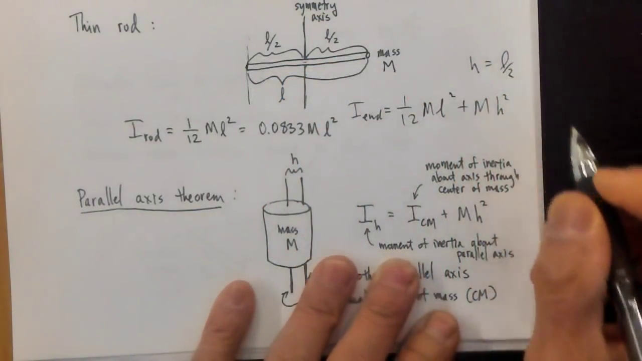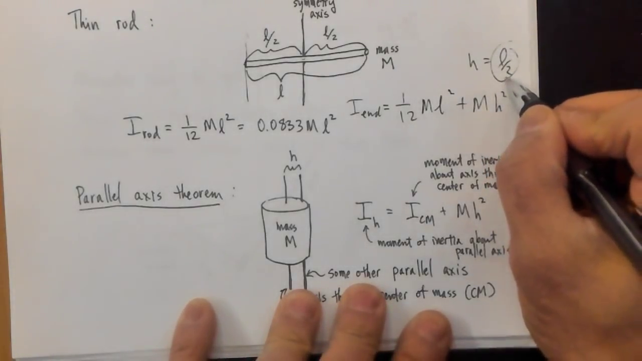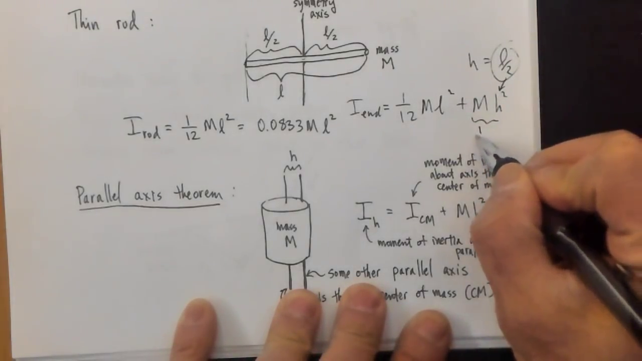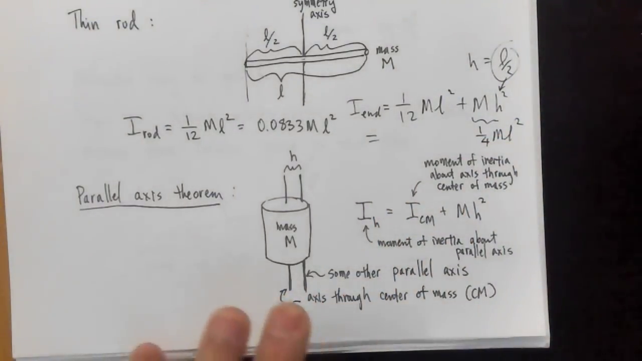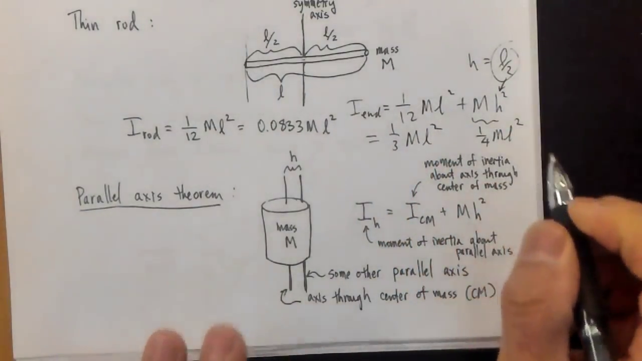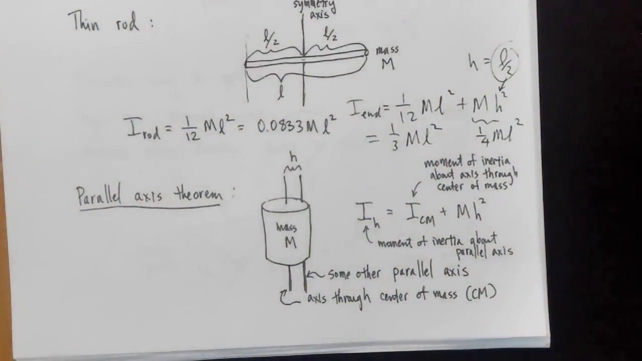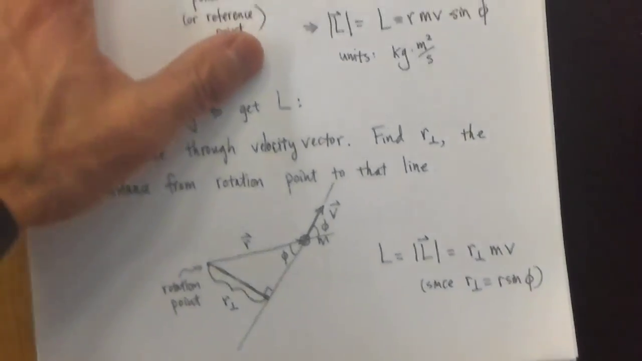Is everybody following what I'm talking about here? Okay. So then this guy goes in here, and then this will become 1/4 ml squared. So if you take 1/12 plus 1/4, you get 1/3 ml squared. Okay. Questions about that? All right, let's go on.